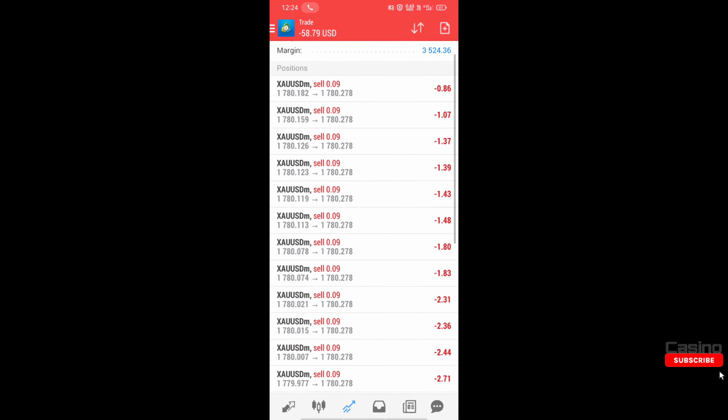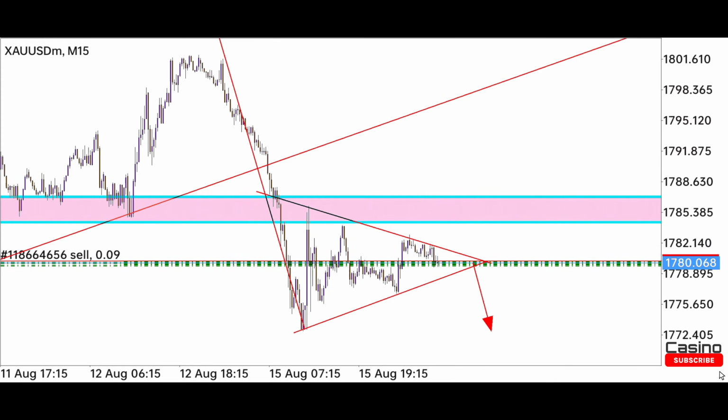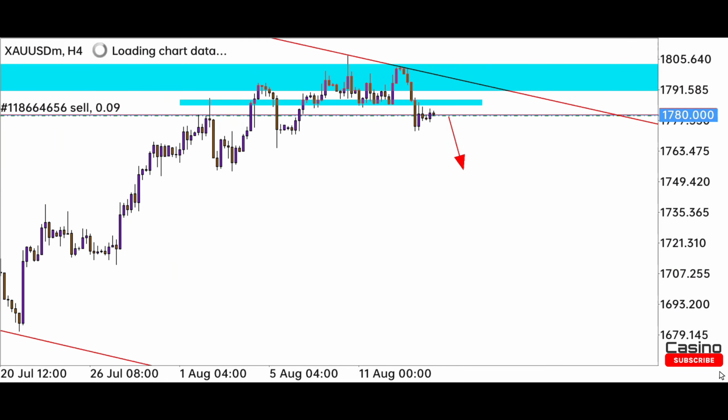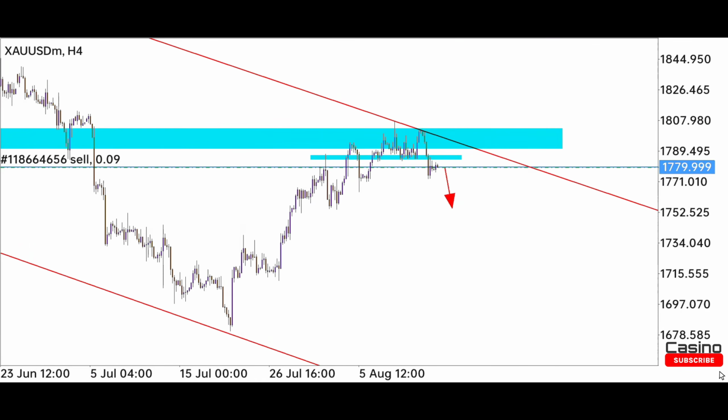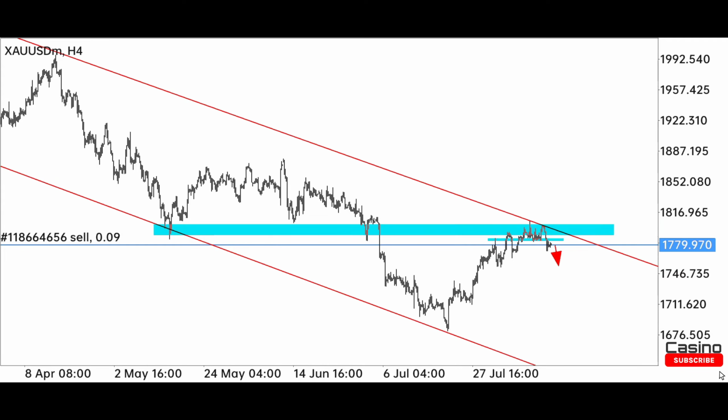Okay guys, right now my loss is running at $58. Let's see how long we can hold the trade. The market has now made preparations to give a breakout on the bearish pennant pattern. 80 to 90% the market will go down from here because the trend line has already given a breakout, from which we are getting double confirmation that the market will go down from here.